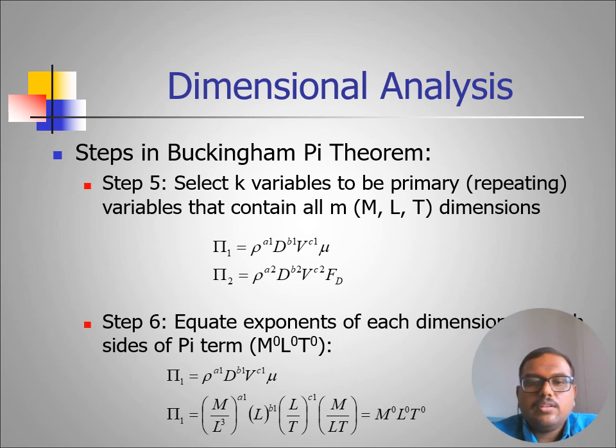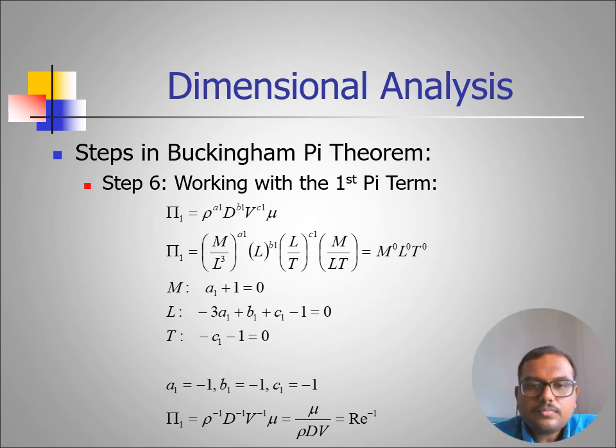Step 6: equate components of each dimension, so that the sides are in terms of pi terms. As I have already told you, pi is a dimensionless number. So equate the powers on both the right-hand side and the left-hand side, and you can observe. Step 6. So here we can see, working with the first pi term.